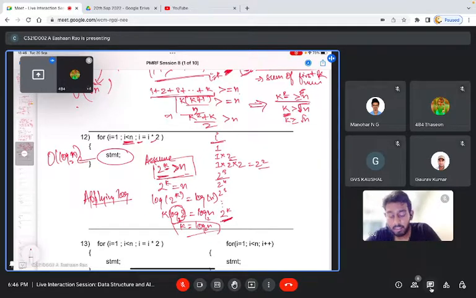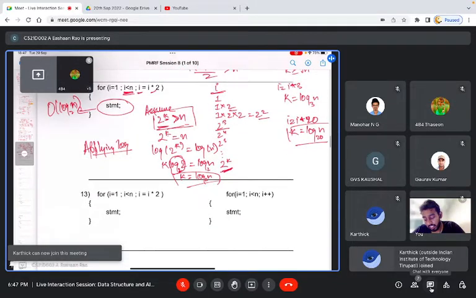Okay, so this is for incrementing if you increase the value of I in terms of multiples. In this case it is 2. If instead of I equal to I into 2, it is I into 3, the pattern will be k equal to log n base 3. If it's I equal to I into 4, the k value will be log n base 4, if you go by the same methodology.